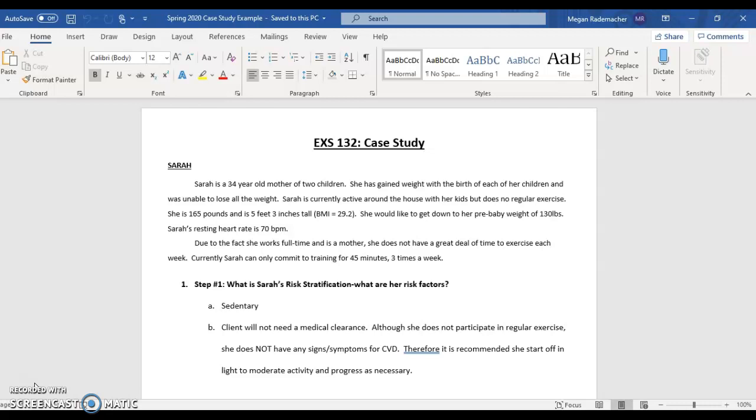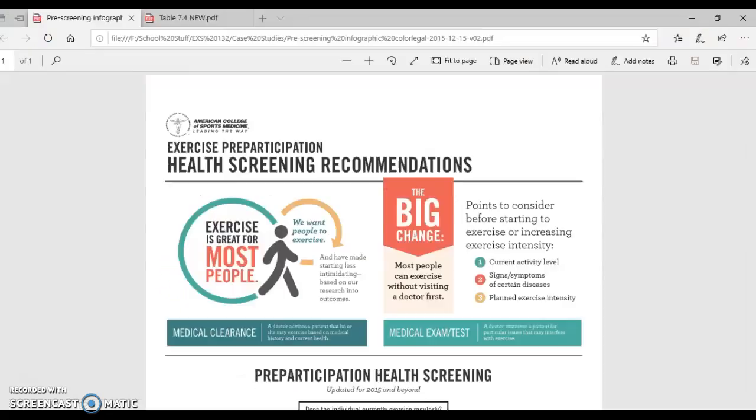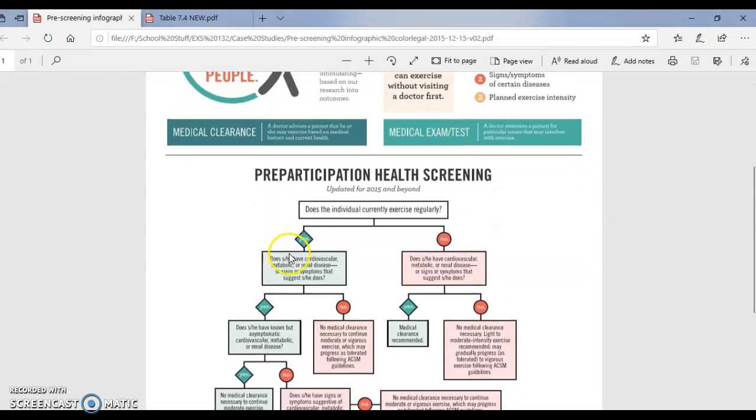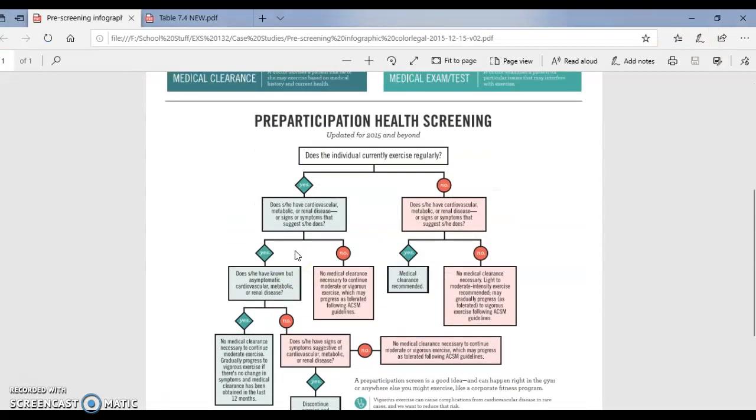So step 1 in our cardiovascular assessment is to find out what her risk stratification is and what her risk factors are. So let's go back to our ACSM chart here, and we will do our pre-participation health screening. So does the individual currently exercise? No, she does no regular physical activity.